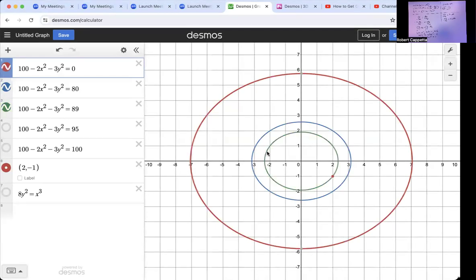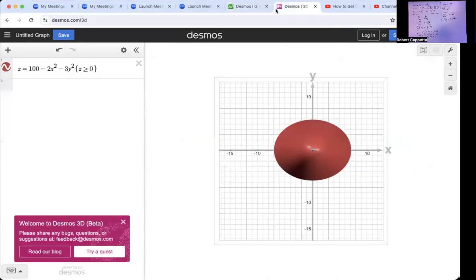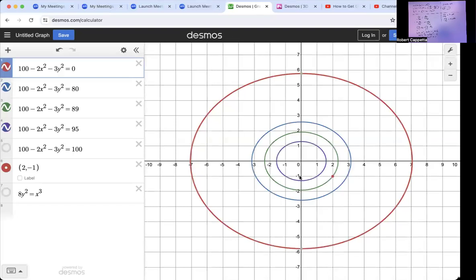And the reason I chose 89 is because the point 2, negative 1, my starting point, is on that level curve. If I plug 2 in for x and negative 1 in for y, I get 89. How about 95? That's that level curve. So we're climbing the mountain. We're getting to the top of this curve. But remember, this is a temperature map. The hottest point is where? Is when we're at 100, and that level curve is simply the point. That's all we have there, the point 0, 0 when we get there.